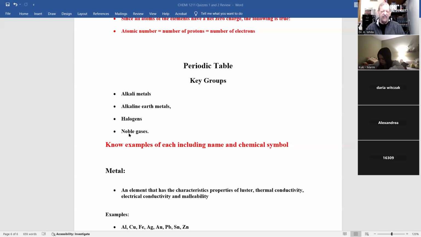Till about 1965, 66, that's not too long ago in my life, they were called inert gases until some very creative chemists found a way to make them react, and they were no longer inert, so they changed the name to noble gases.